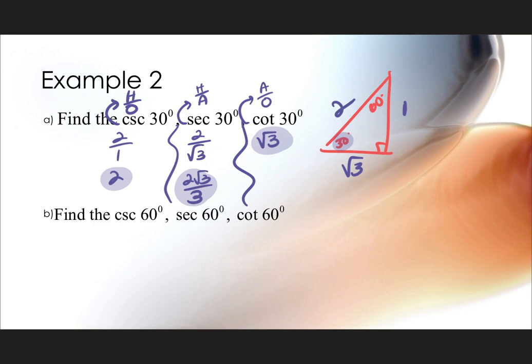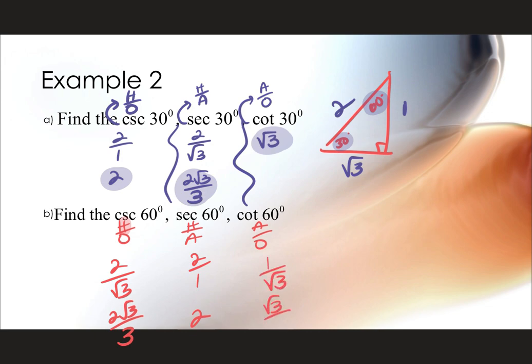And then cosecant of 60, secant of 60, and cotangent of 60. Now we're focusing on 60 degrees. So this is still the same thing, hypotenuse over opposite. This would be hypotenuse over adjacent, and this would be adjacent over opposite. So the hypotenuse is 2. The opposite side of 60 is root 3. That gets rationalized. The hypotenuse is 2. Adjacent to 60 is 1. So this becomes 2. And the cotangent, adjacent over opposite. Adjacent is 1. Opposite is root 3. And that gets rationalized.